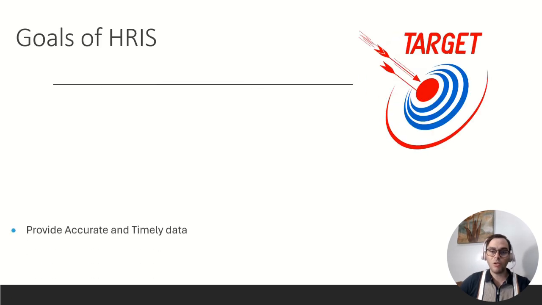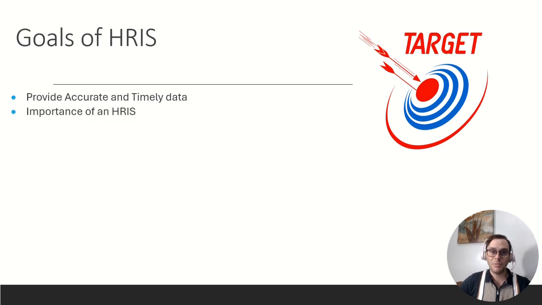The goal of an HRIS is to provide accurate and timely data. The importance of an HRIS is to provide comprehensive information in integrated databases. Remember that data is stored in databases that can be used as relational, and then we have information that can be handled by enterprises in their employees' tasks.